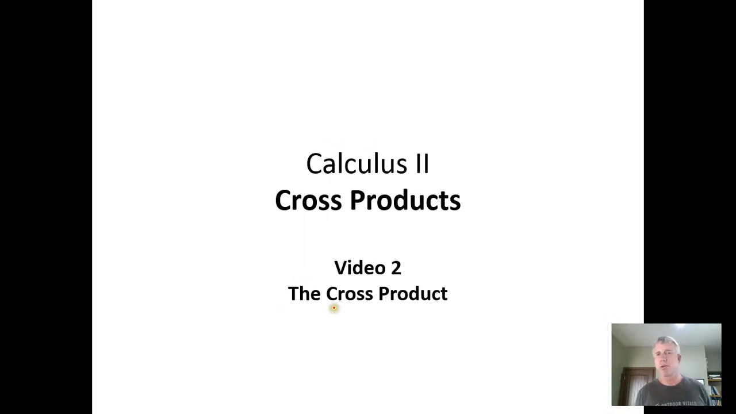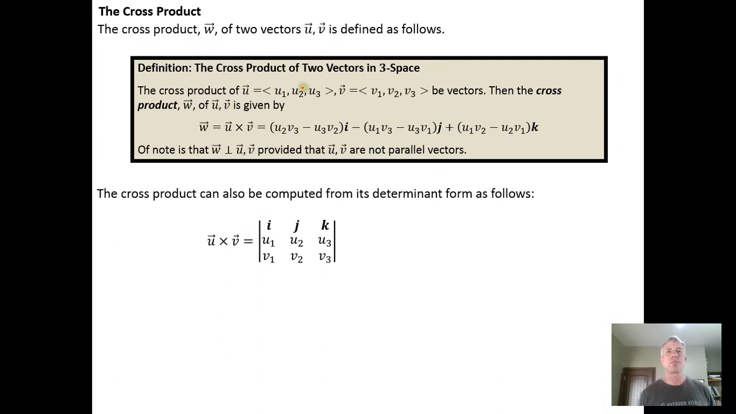So in this video we're going to define and use the cross product. So the cross product definition is as follows. You take two vectors u and v. Both of those vectors need to be vectors in three-dimensional space, so vectors in 3 space. In component form, they'd be u sub 1, u sub 2, u sub 3, v sub 1, v sub 2, v sub 3.